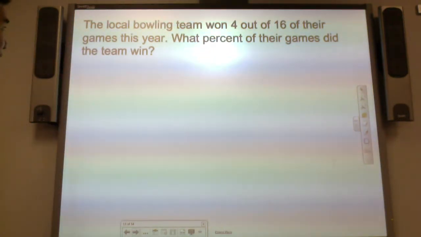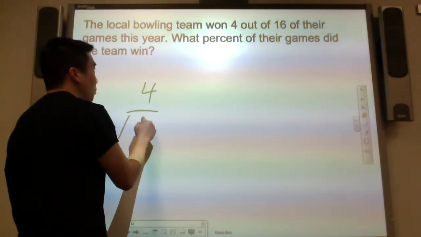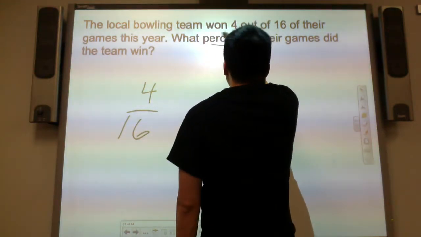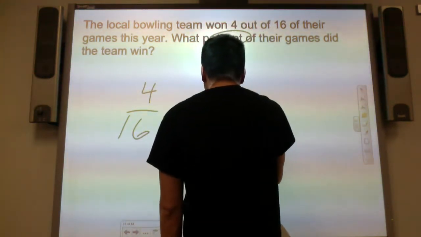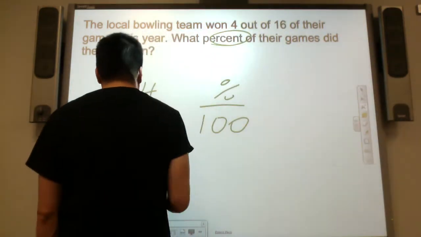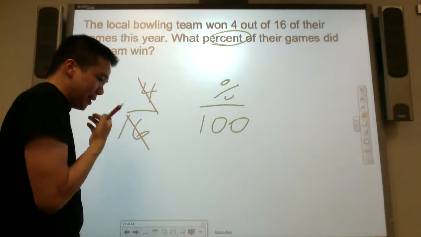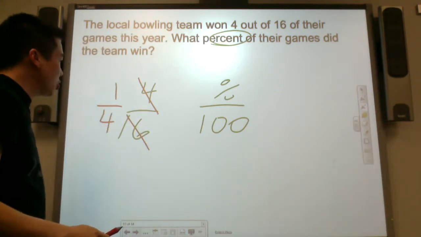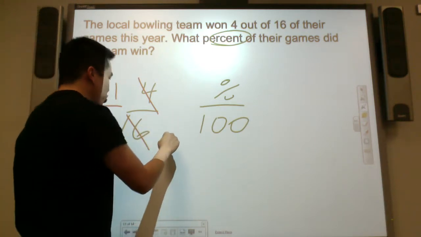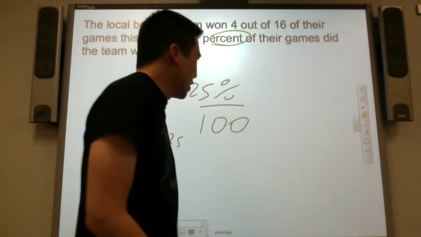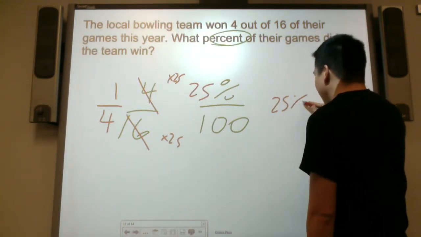The local bowling team won 4 out of 16 of their games this year. Good for them. What percent of their games did the team win? So percent. What does percent mean again? Per 100. Can 16 be built up to 100? I don't think so. But can we simplify 4/16? If I divide both numbers by 4, it's 1/4. Now can you build up 1/4 to 100? Yes, you can, by multiplying by 25. So it's 25 out of 100, or 25%.